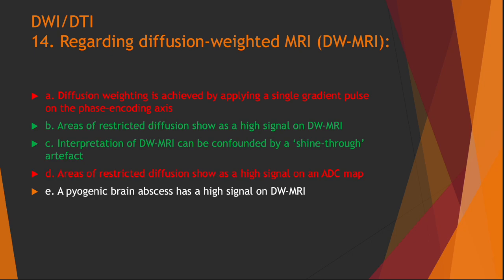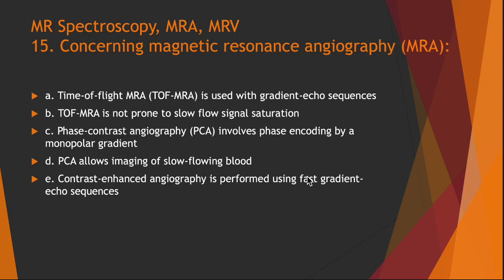Areas of restricted diffusion show as a high signal on ADC map. No, areas of restricted diffusion should appear inverse to what we see in diffusion, so they should appear low signal on ADC map. A pyogenic brain abscess has a high signal on DWMRI. True, because of the restricted diffusion and the infection and proteinaceous content, it appears hyper or high signal. Concerning magnetic resonance angiography, time of flight MRA is used with gradient echo sequences. True.